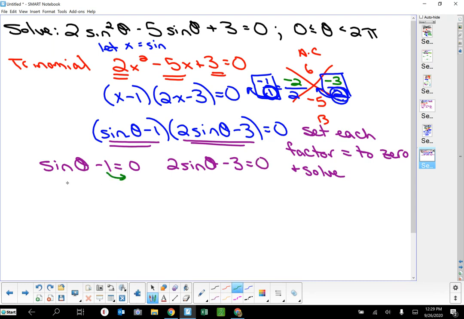So I'm going to move the 1 over here, so sine theta equals 1. And then move the 3 and divide by 2. And if you need to do this in 2 steps, that's fine. But if you can do all of that in your head, and then just end up with 3 over 2. All right, so this is interesting, and I don't know if you've actually graphed this.